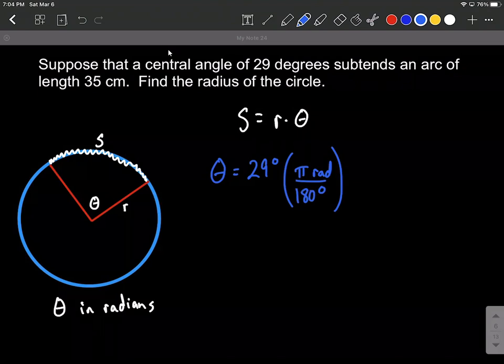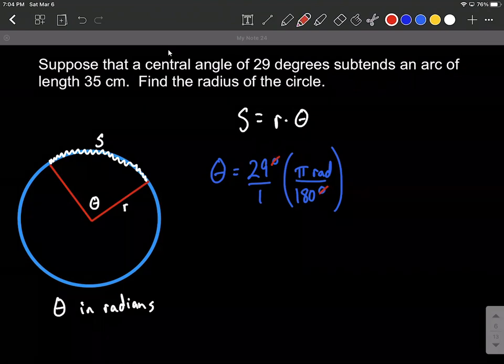I'm lining these up in this direction because 29 degrees is up in the numerator, and I want degrees in the numerator to cancel out with degrees in the denominator, thus leaving us with radians for our units. So to convert this over, we multiply numerators together, 29 pi radians, and multiply denominators. So 1 times 180 is 180. So we have 29 pi over 180 radians.